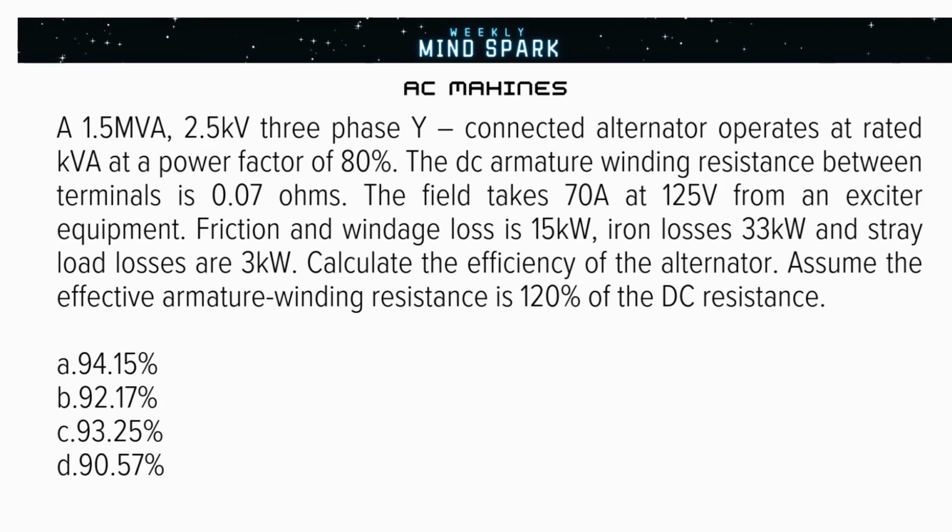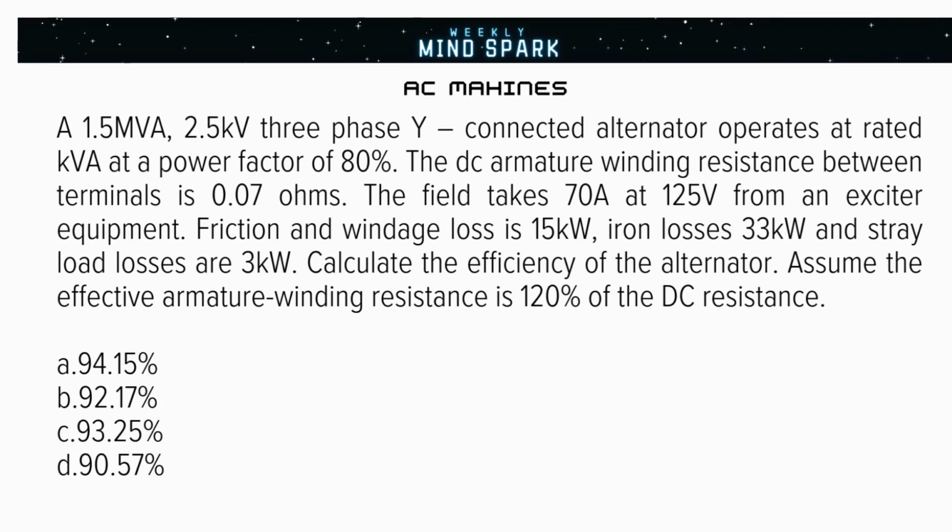The DC armature winding resistance between terminals is 0.07 ohms. The field takes 70 amperes at 125 volts from an exciter equipment. Friction and windage loss is 15 kilowatts, iron losses 33 kilowatts, and stray load losses are 3 kilowatts. Calculate the efficiency of the alternator. Assume the effective armature winding resistance is 120% of the DC resistance.